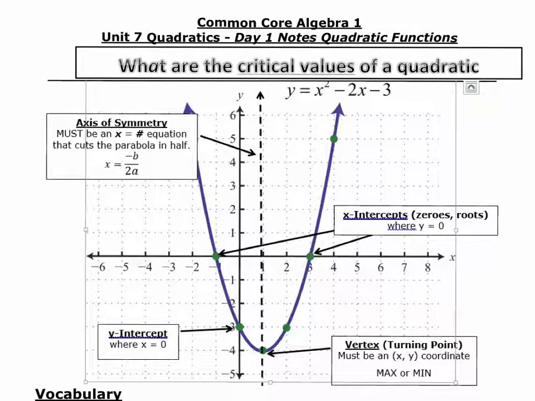Hello guys, and welcome to Algebra, and we're going to go into our next unit on here online. We're going to start day 1 notes, and we're going to be looking at quadratic functions.